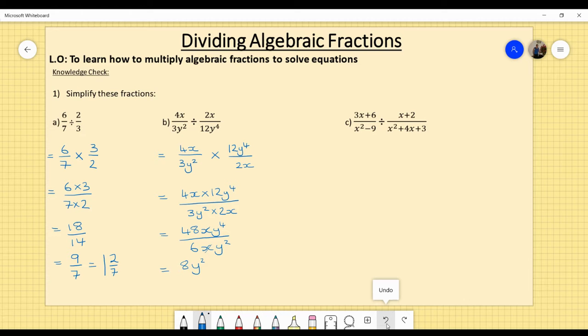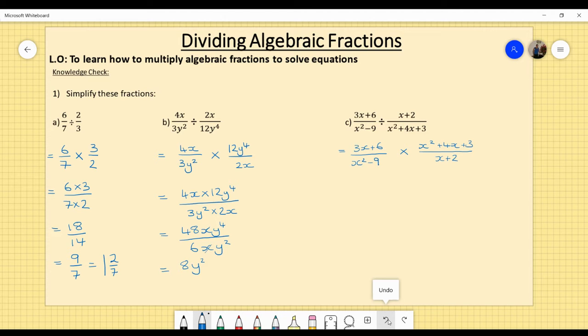So this is slightly more like worst case scenario in an exam question. Remember from when we were multiplying fractions, everything needs to be fully factorized in the first place to make things easier to deal with. I would still start the process though with our KFC. So keep the first fraction the same, 3x plus 6 over x squared minus 9. Flip the second fraction. So I've got x squared plus 4x plus 3 over x plus 2, and then change the divide to a times.